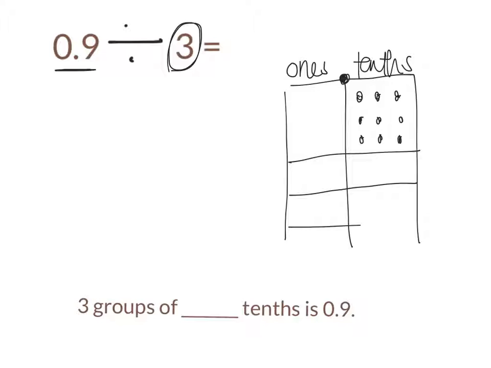And if I draw another line, do you see now I have 3 sections? Good. I'm going to share those equally into those 3 sections. So, for example, watch me first, okay? I'm going to cross out 1 dot, 1/10, and put it in this section. Then I'm going to cross out another 10th and put it into this section. Then I'm going to put another dot into this section.